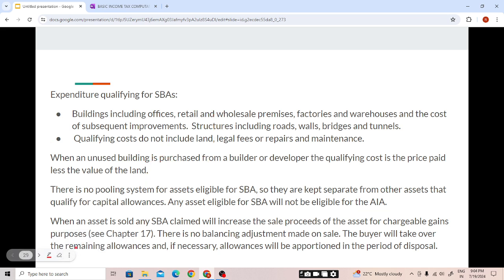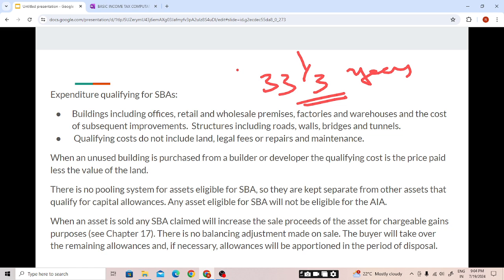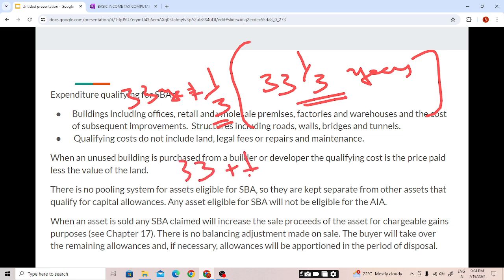So students, balancing allowances and balancing charges will not be available here. You can claim the structures and buildings allowance for 33 years and an extra 1/3 of a year, that is, 33 years plus 1/3 of the year.